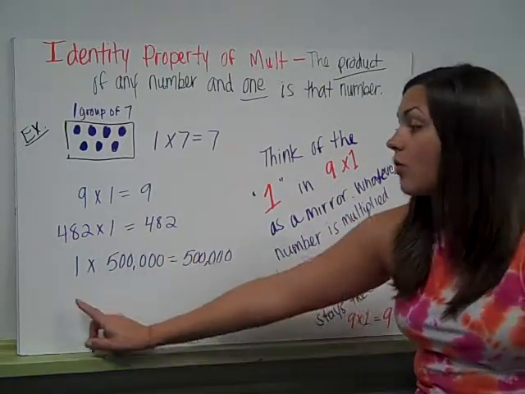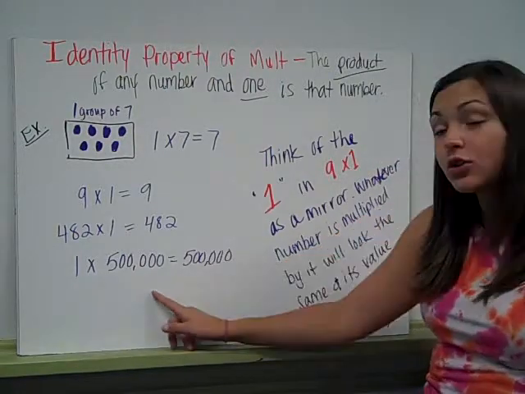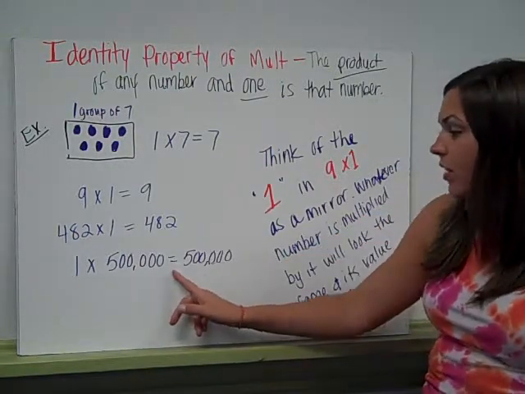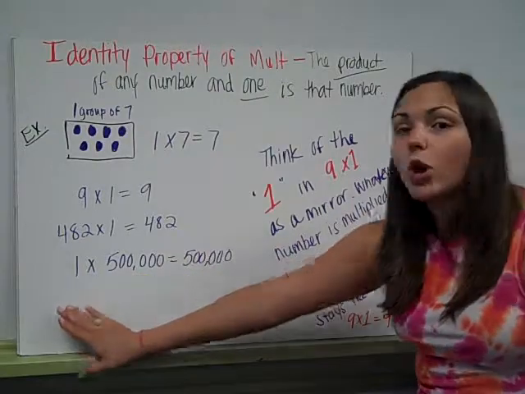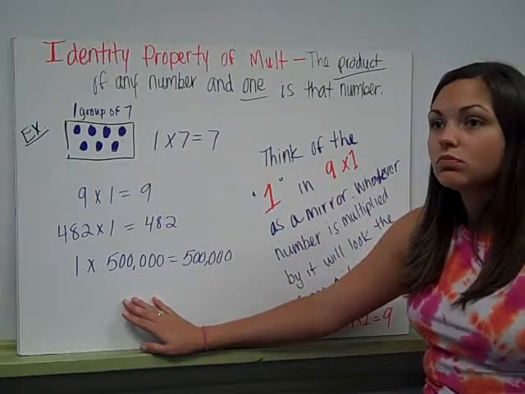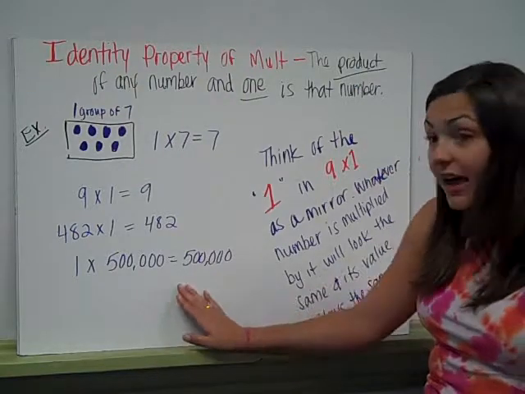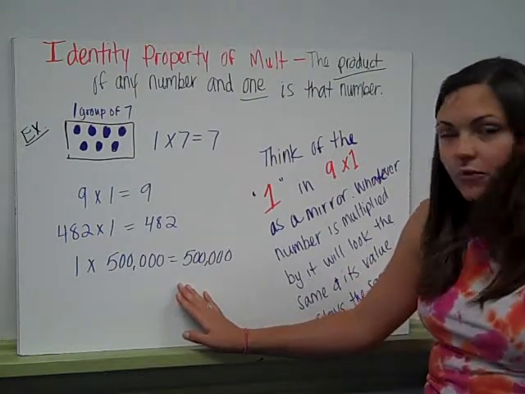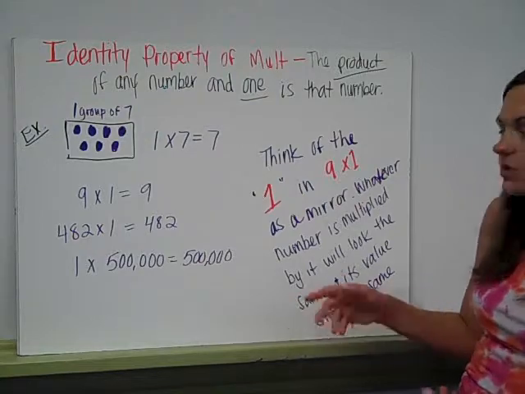Over here I have 1 times 500,000 equals 500,000. If I have one group of 500,000 dots, then I have 500,000 dots. That's however many I have to add up, to count.